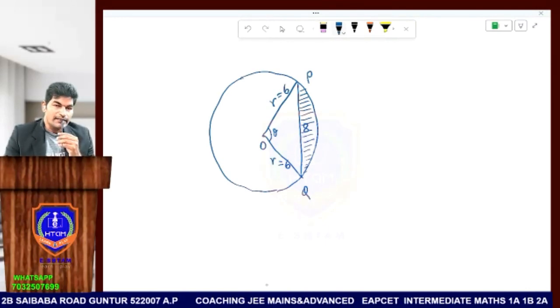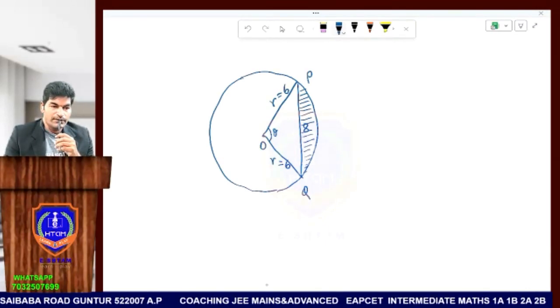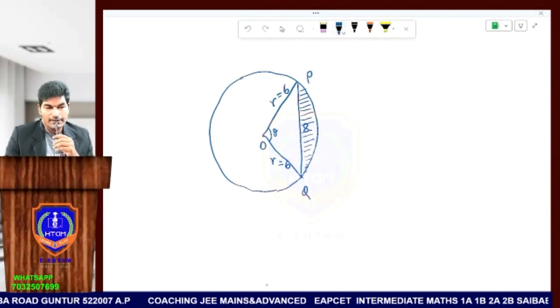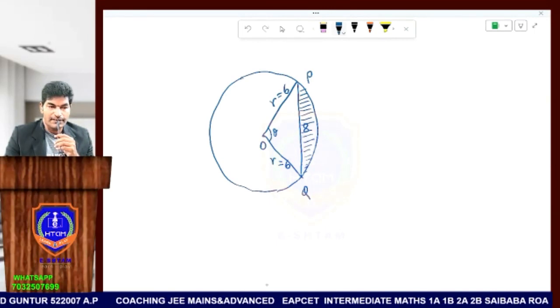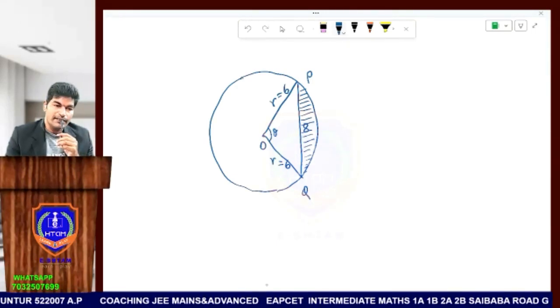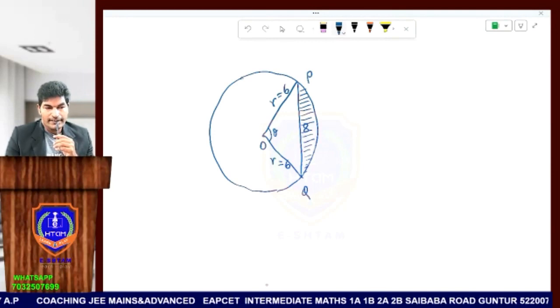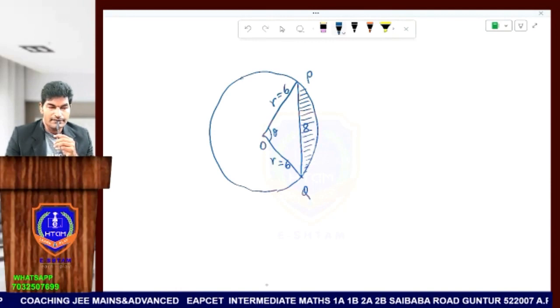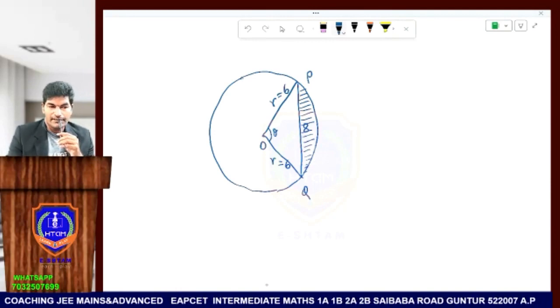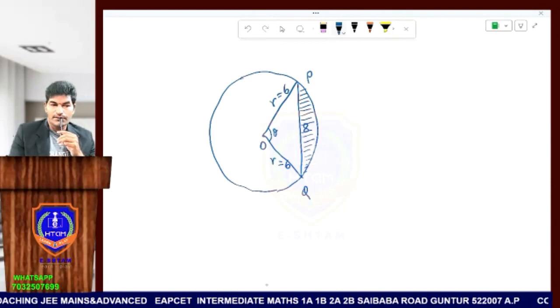So first we will calculate the area of the segment. We know how to calculate the area of the segment. Tell me, how do you calculate the area of the segment? First we will calculate the angle. In this triangle OPQ, we want that angle theta. Using the sine rule, we will calculate that theta value. You can also use cos theta to calculate that value.